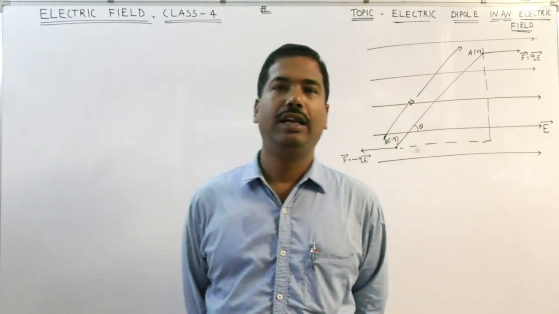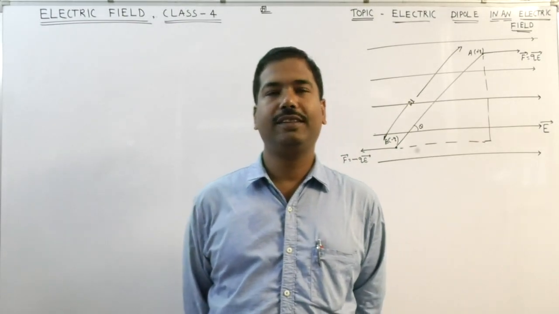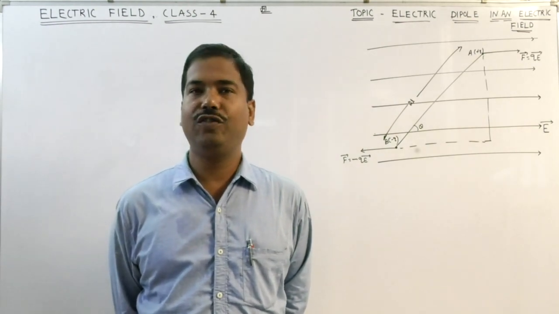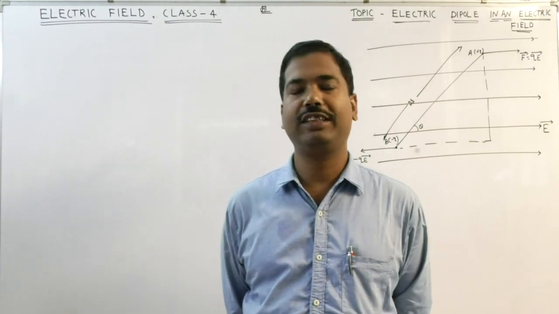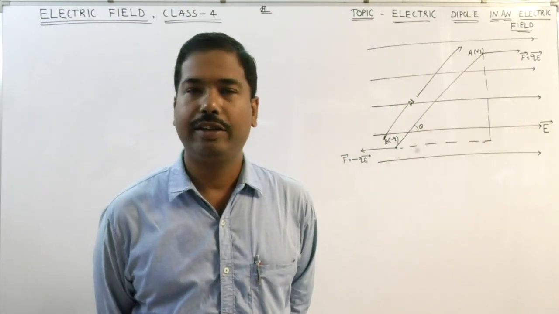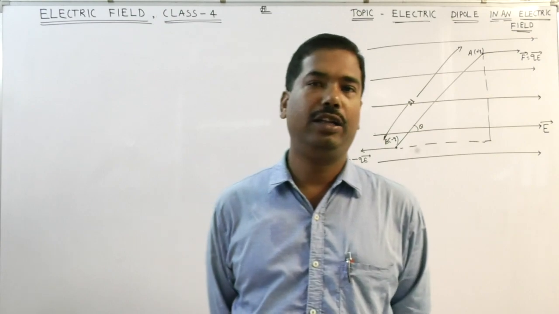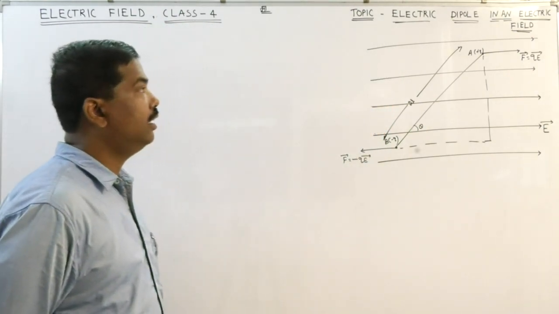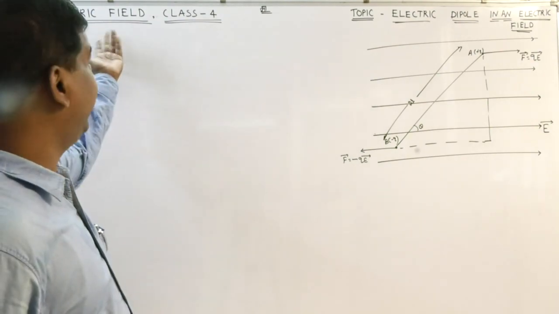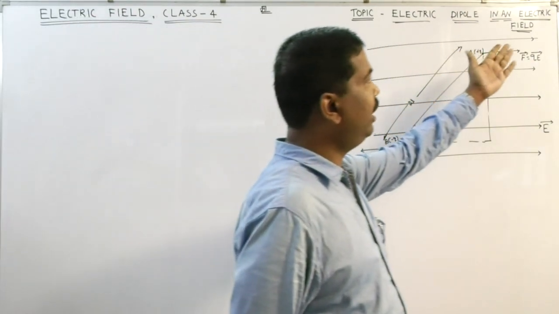My dear friends, in the previous classes we have discussed a lot of things about the electric field, then electric field lines, and in the third class we have discussed a lot of things about the electric dipole at axial and also at equatorial. Today we are going to discuss class 4 of the electric field, that is electric dipole in an electric field.